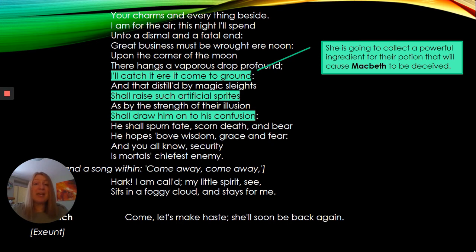Remember, right at the beginning of the play, they talked about hurly-burly and their aim to confuse and create chaos and disorder. We're going to definitely see that in Act 4, Scene 1. We'll talk about that more when we get there. So their intent is to confuse and deceive Macbeth.